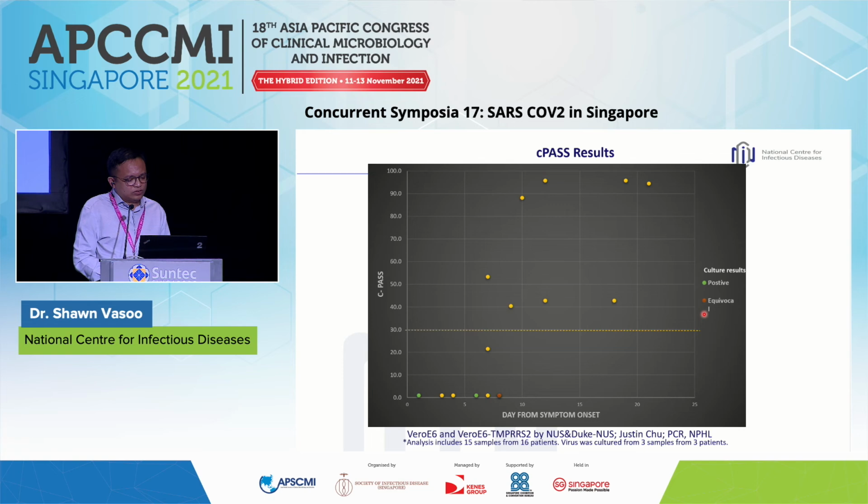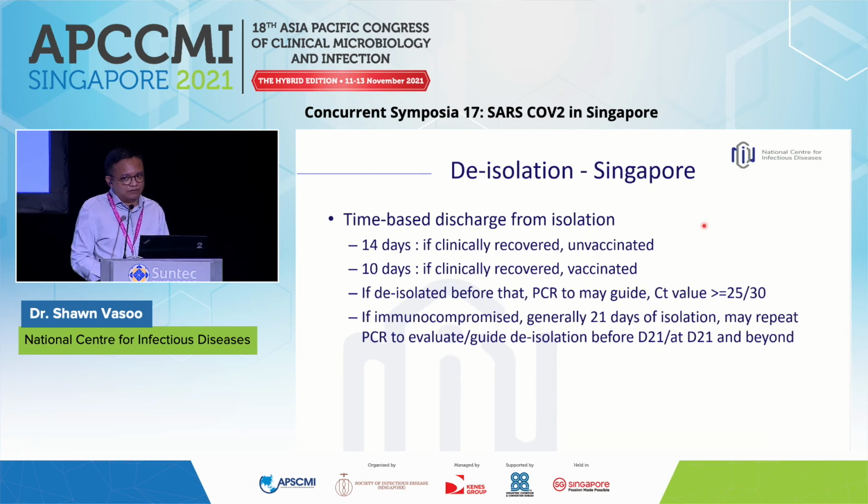And then most of them also had higher levels of cPass, which is a neutralizing antibody titer assay. More than 30% is taken to be a decent neutralizing antibody level, and those who did not have viable virus tended to have higher cPass levels.